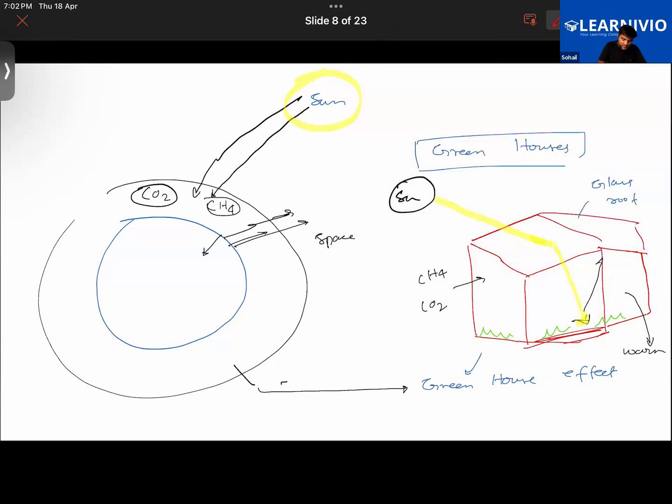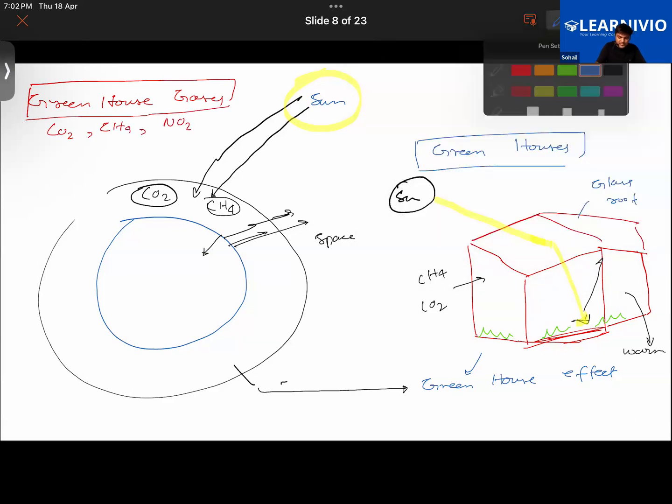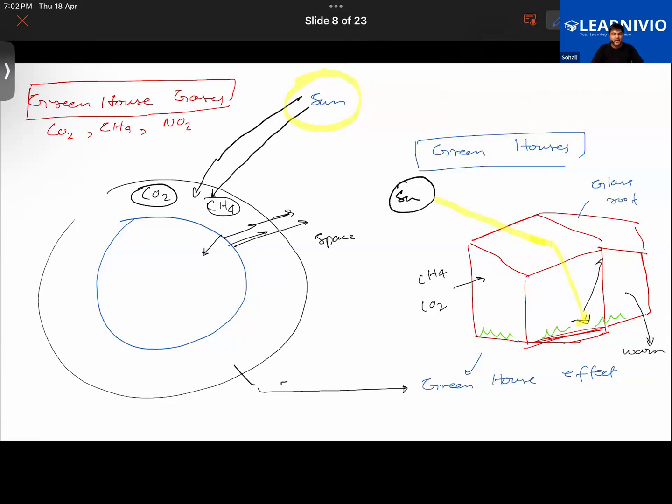Yes. So gases like carbon dioxide, methane, nitrous oxides, or water vapor also. These are called greenhouse gases. Carbon dioxide, methane, or nitrous oxide. That is the thing, because they help in increasing the temperature of Earth. So hope it is clear.